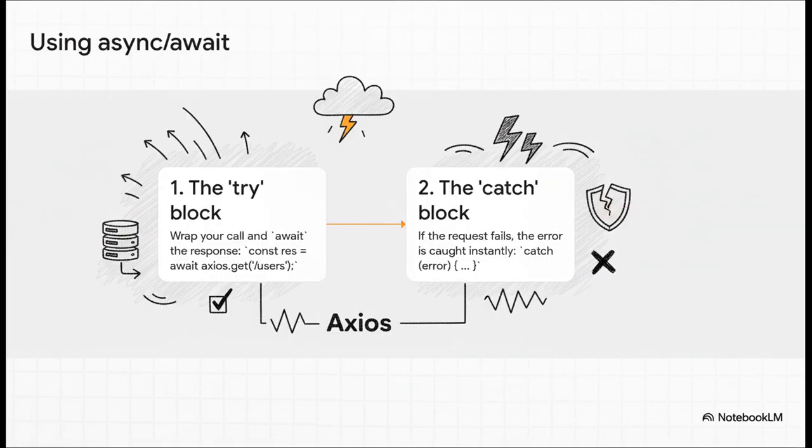But this is where it gets even cleaner. With the modern async await syntax, you just wrap your Axios call in a try block. That little await keyword just pauses everything until the data comes back, which makes your asynchronous code read like it's happening in order. And if anything at all goes wrong, the catch block is your safety net. It just instantly takes over. Honestly, this is the way to write modern API calls.